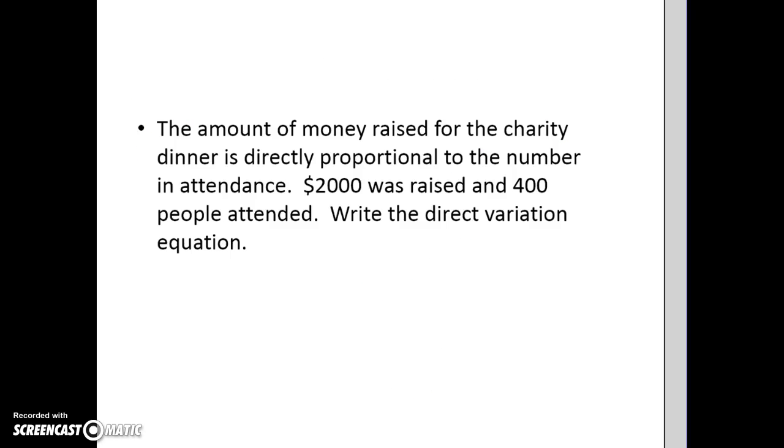Now let's try to use it. The amount of money raised for the charity dinner is directly proportional to the number in attendance. $2,000 was raised and 400 people attended. Write the direct variation equation. Now the amount of money raised is my y.